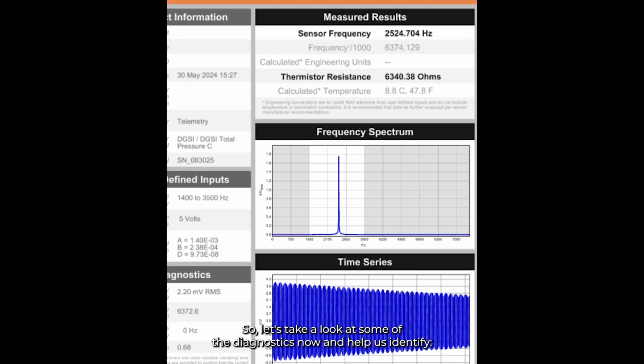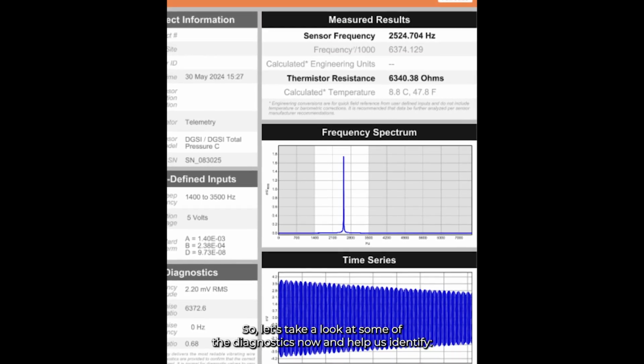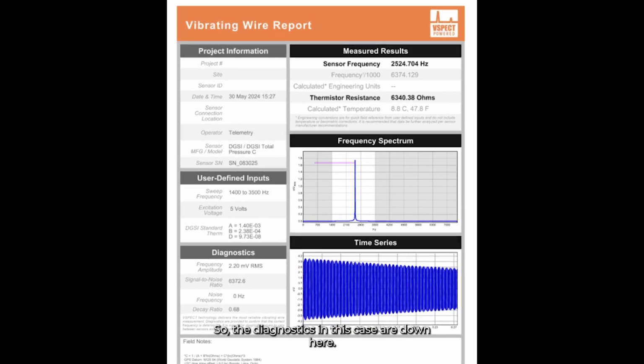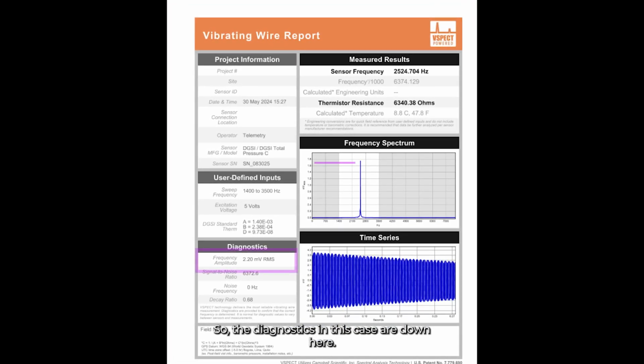So let's take a look at some of the diagnostics now and help us identify, do we have confidence in this measurement? So the diagnostics in this case are down here. Let's just go through from the top. Frequency amplitude. That signal has an amplitude of 2.2 millivolts. That's a pretty healthy signal. Generally speaking, anything above 1, I'm not that worried about. That's a pretty standard signal coming from vibrating wire sensors.